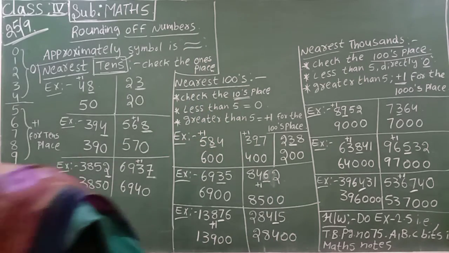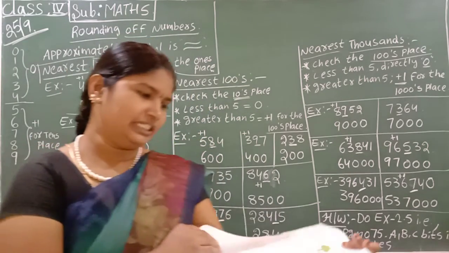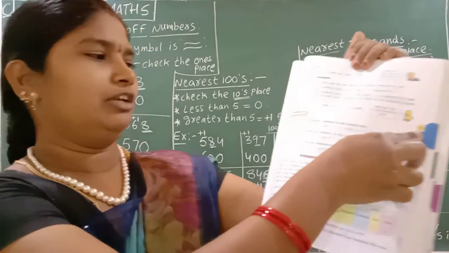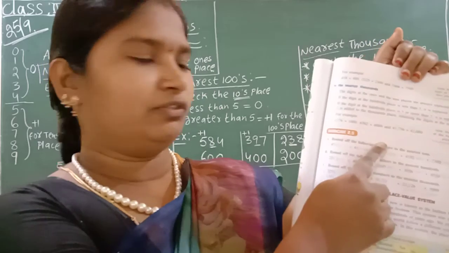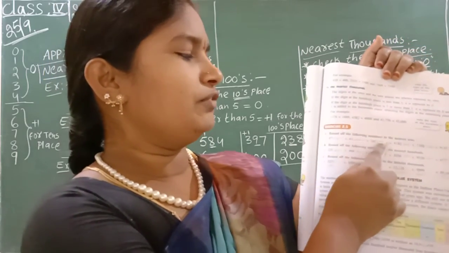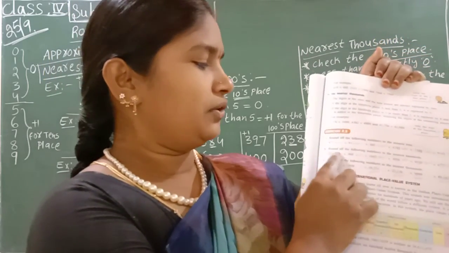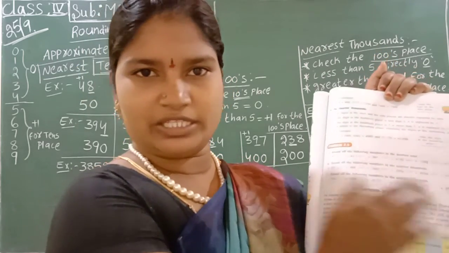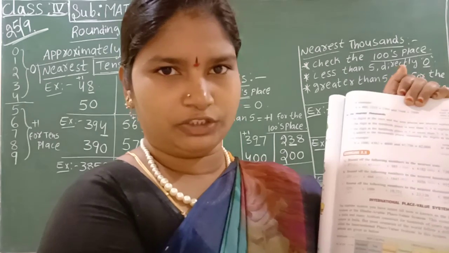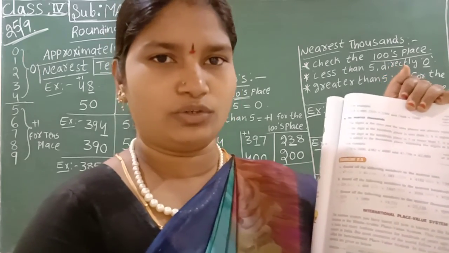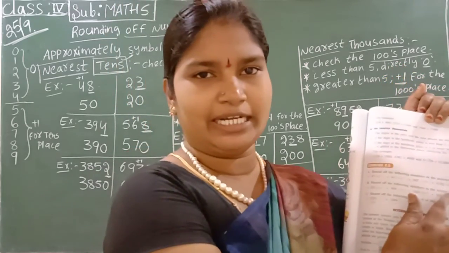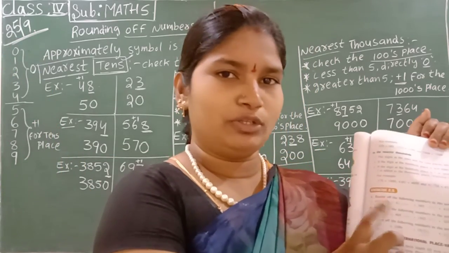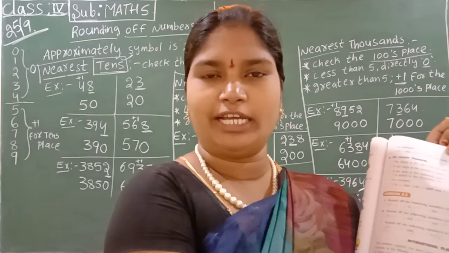See. Now I will show you here. In your textbook page number 75, exercise 2.5, first bit: rounding off to the nearest tens, rounding off to the nearest hundreds, rounding off to the nearest thousands. Here the space is not sufficient, so you have to take your maths notebook, write down the exercise heading, and copy those points. After that, you have to start this exercise 2.5.